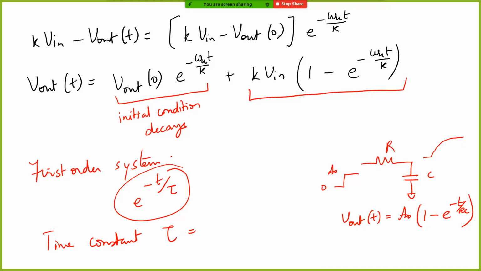The time constant of this amplifier can be written as what? K by omega u. Correct. K by omega u. Is this making sense?